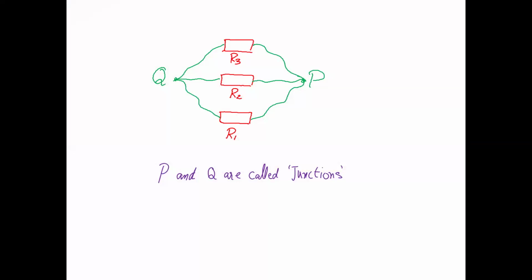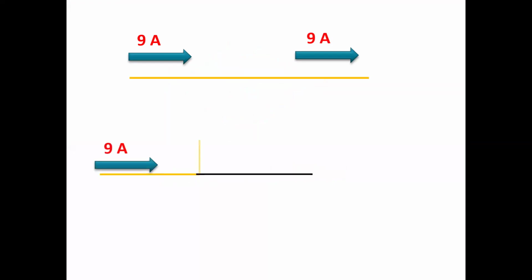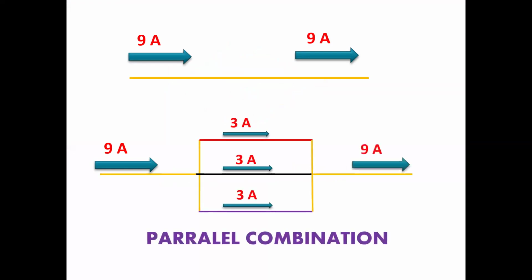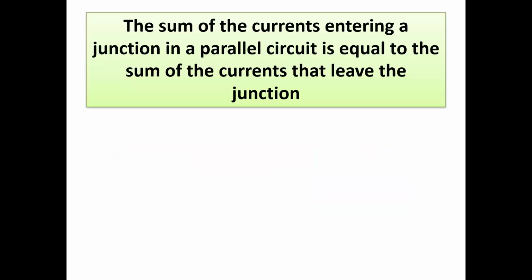Look, this is called a parallel combination. So what's the idea? Current travels in a straight line like the traffic on a road. If you provide multiple paths, current can divide like vehicles can divide on a road. Again, they can merge back. This is parallel combination. So the sum of current entering a junction in a parallel circuit is equal to the sum of the currents that leave the junction. This junction concept is very important in our course. So after giving the heading, you have to copy this concept.